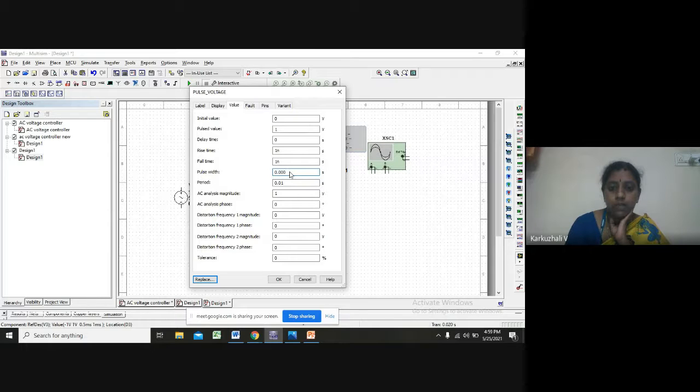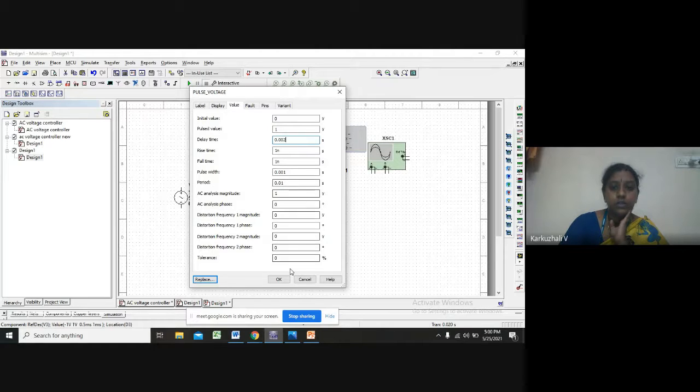The pulse width we will keep as 1 millisecond, that is 0.001. So 1 millisecond we have kept as the width of the pulse, and the delay time that we are going to give is 2 milliseconds, for less than 90 degrees. So we'll start with less than 90 degrees, 2 milliseconds, 0.002 seconds. Okay, and here the pulse width is 1 millisecond. Period is 10 milliseconds.